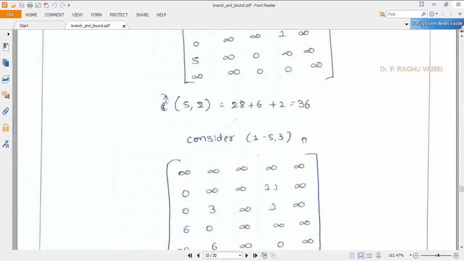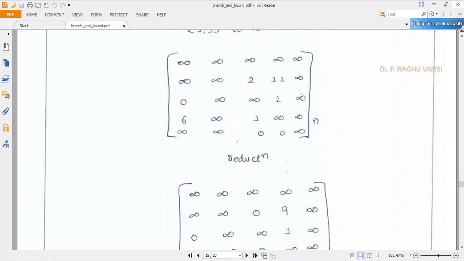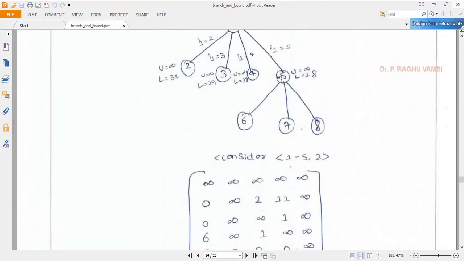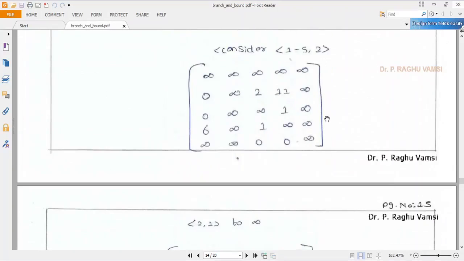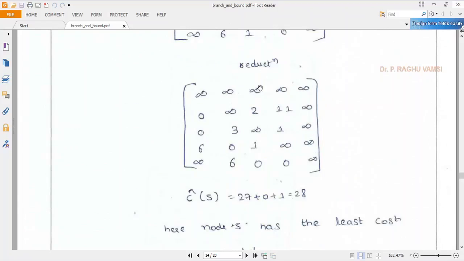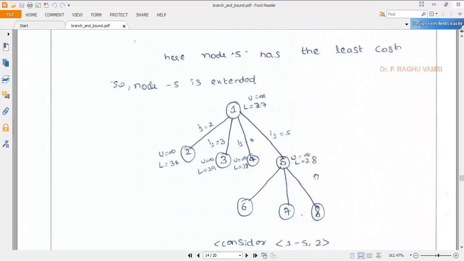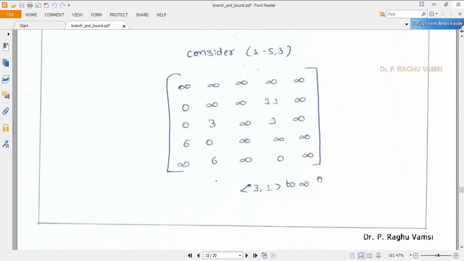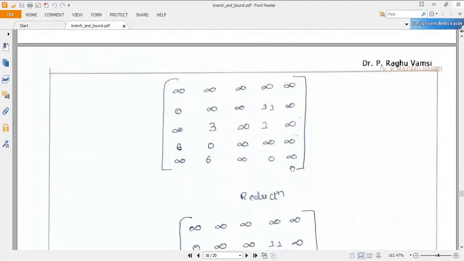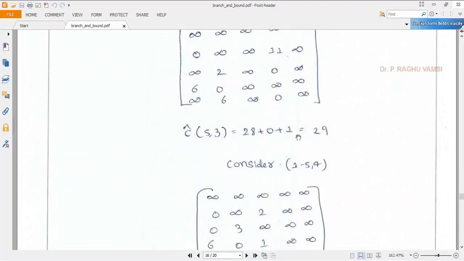And what is the cost from 5 to 3 in the matrix that we have obtained by visiting 1 to 5? It is 0 here. Cost of 5 comma 3 is 0. So the previous step value is 28, plus 0, plus the cost reduced in this step, which is 1, that is 29.